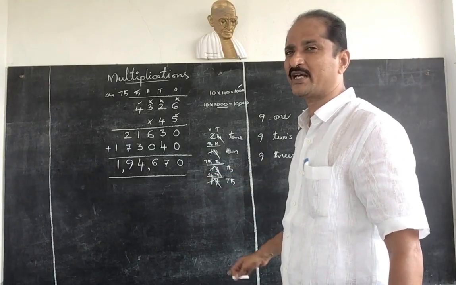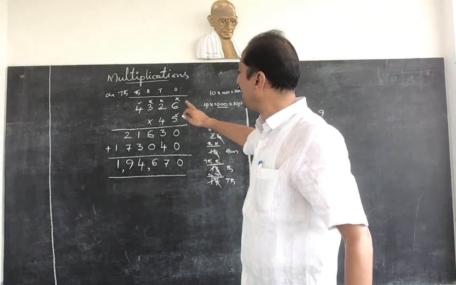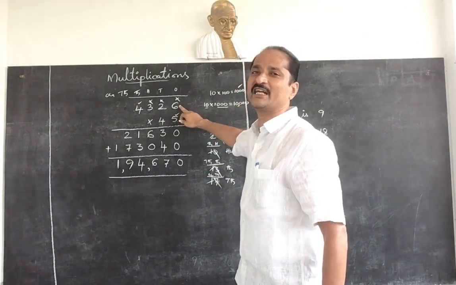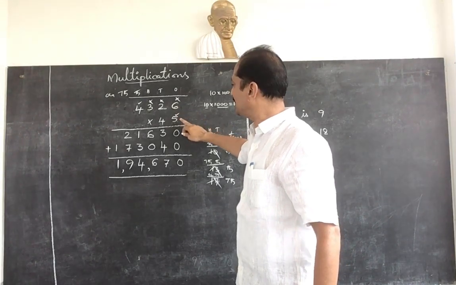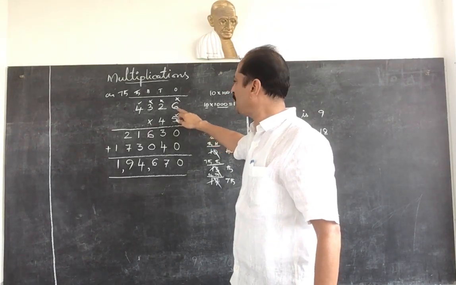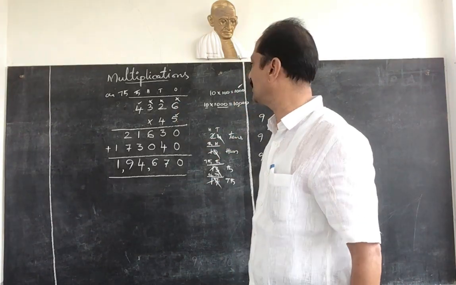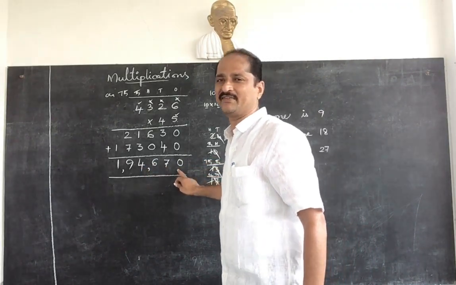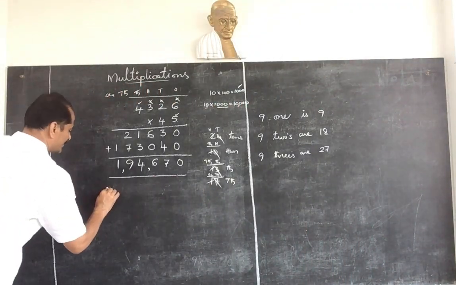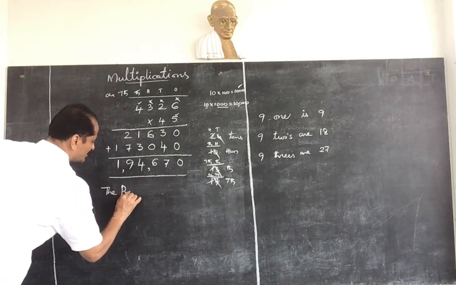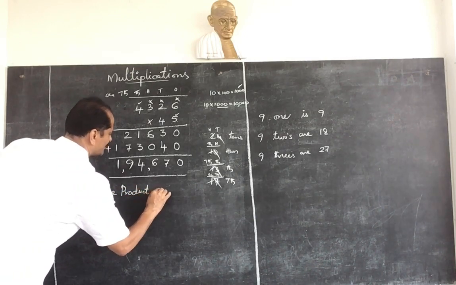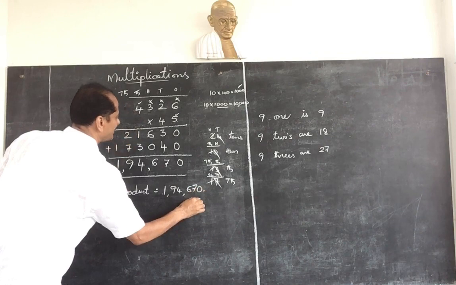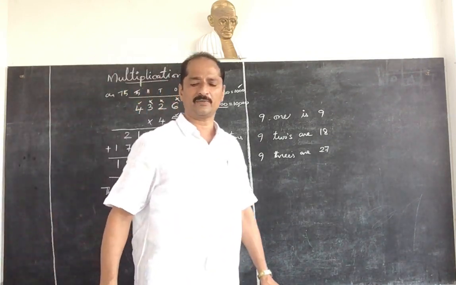What is this product? How did you get this product? By multiplying this multiplicand with this multiplier. The multiplicand here is 4,326 and the multiplier is 45. Whenever you are multiplying 4,326 with 45, here you have got 1,94,670. This is known as product. Therefore, the product is 1,94,670. This is the way of multiplication of numbers.